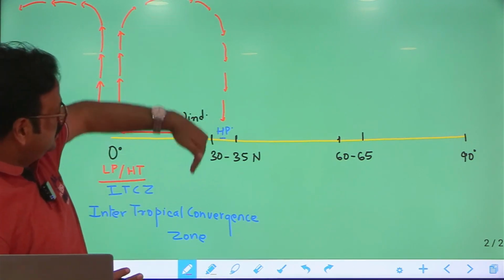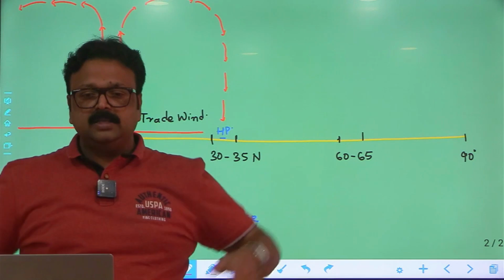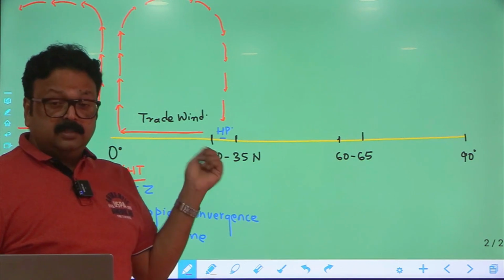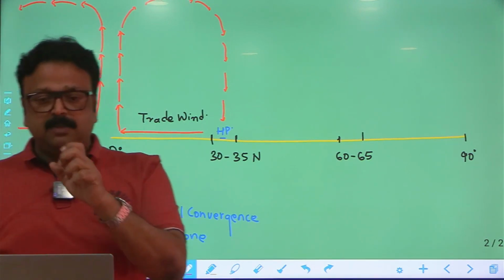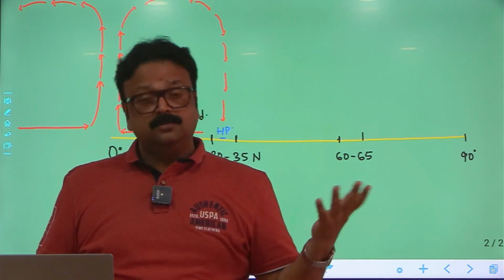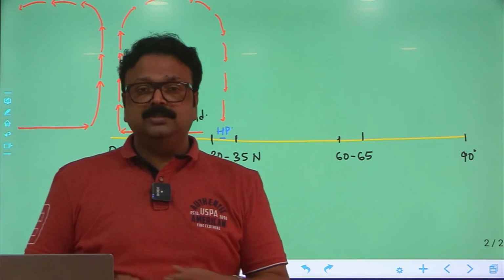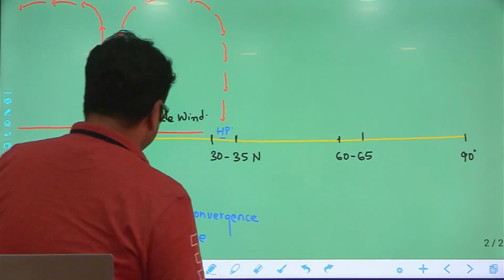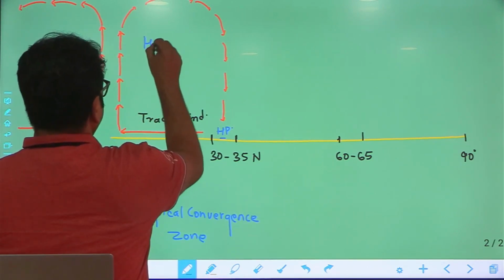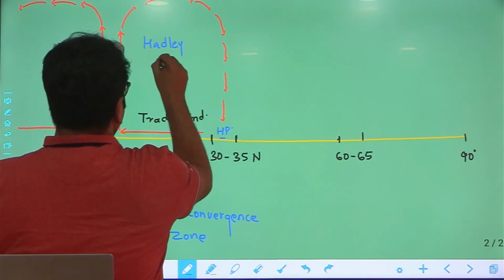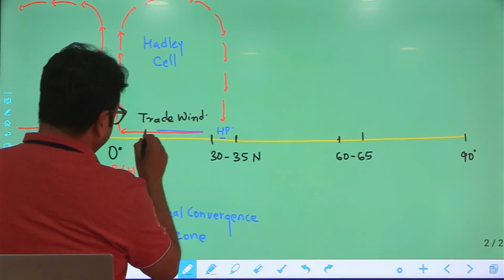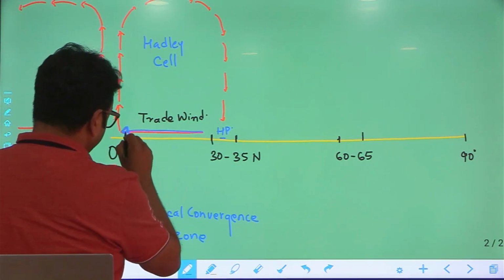Once this air is sinking over here, it forms anticyclonic condition, and you will see that the least rainfall is possible. This is the reason why the western margins of the tropics of all the continents have hot deserts. Why? Because there is scanty rainfall, fine. And this cell, we call it the Hadley cell, okay, fine.